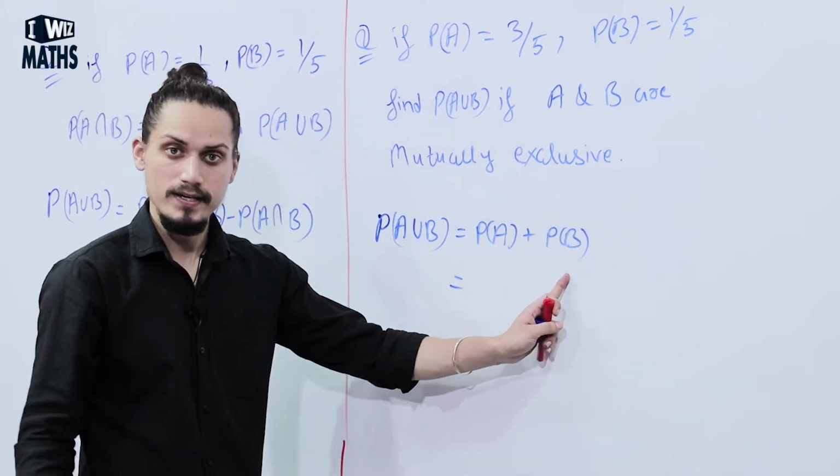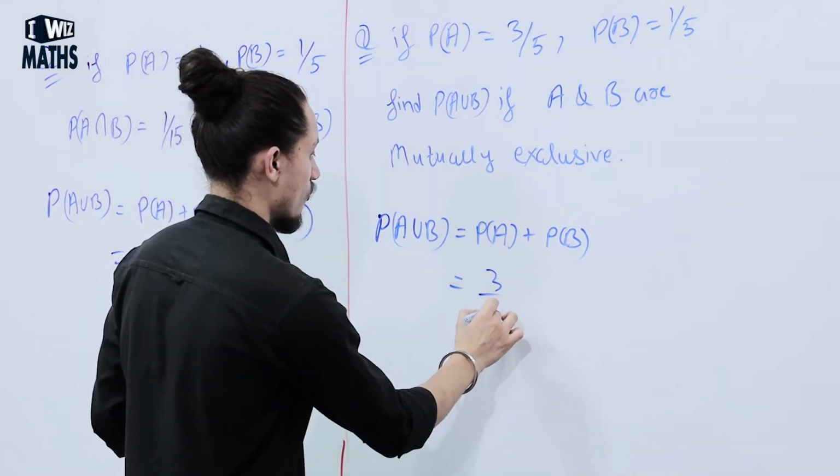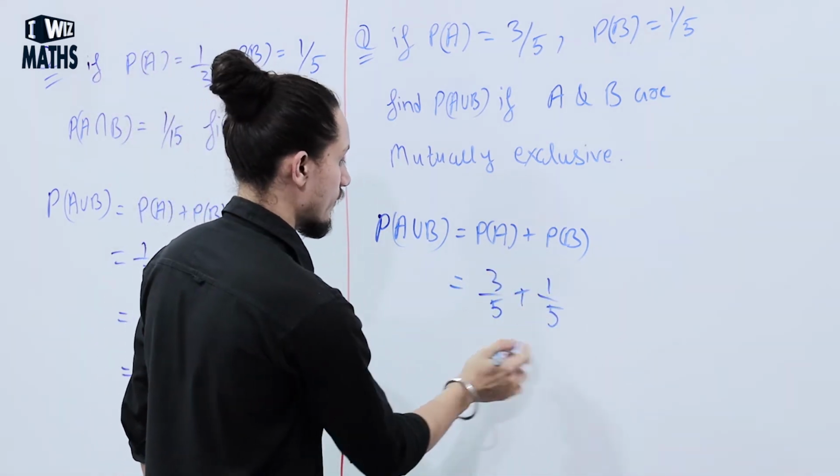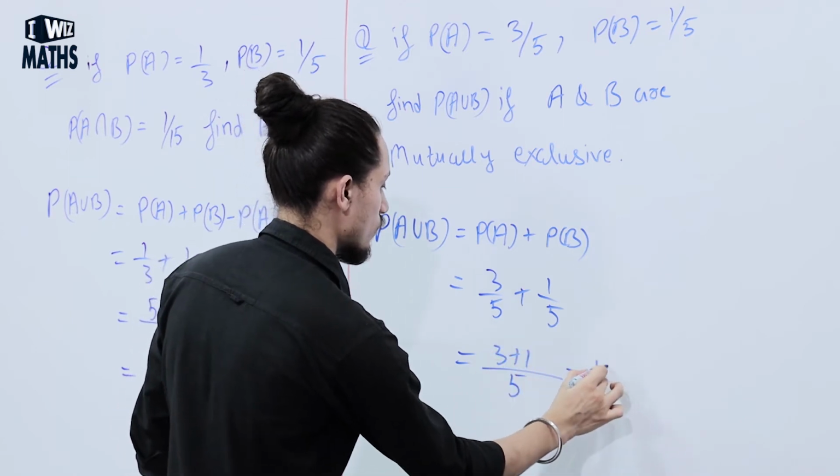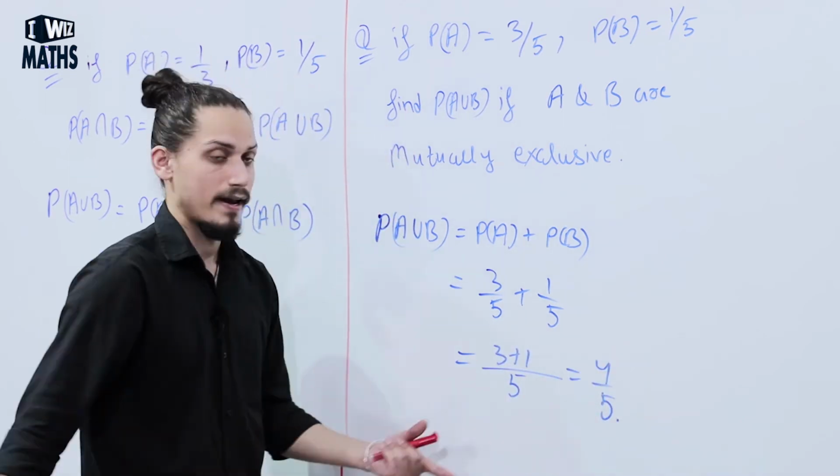दोनों की वैल्यूज हमारे पास है, पुट करेंगे, we get 3 upon 5 plus 1 upon 5, taking LCM 5, 3 plus 1, which is equal to 4 upon 5, and hence the result.